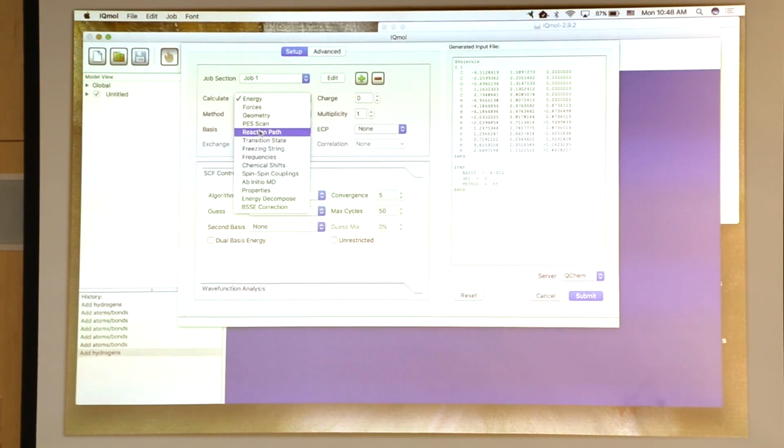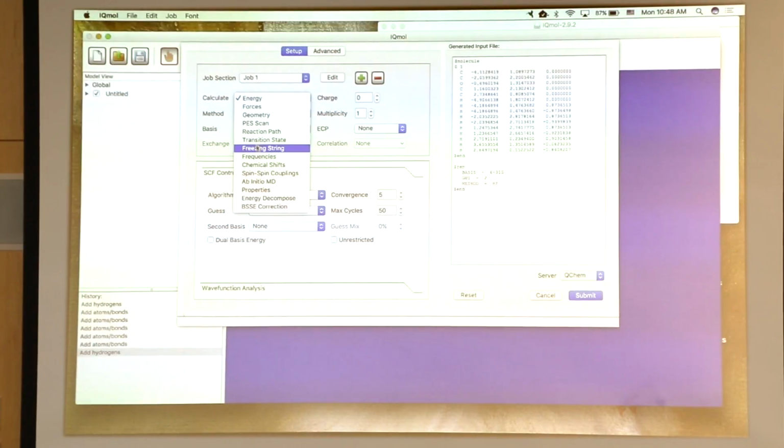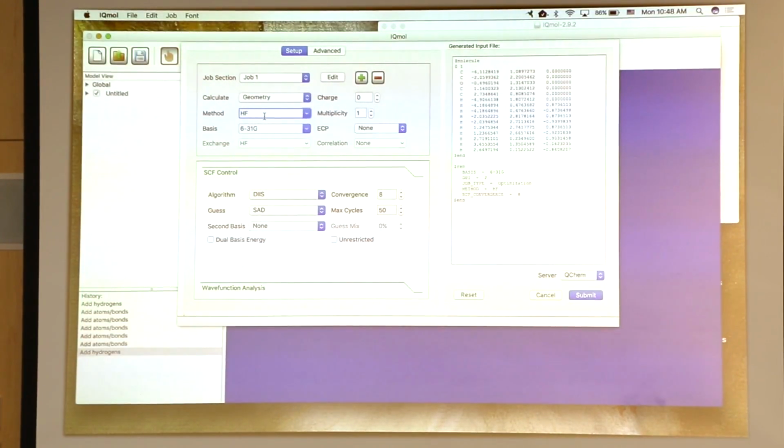I could do various things that scan across the potential energy surface. I can compute vibrational frequencies. I can compute NMR chemical shifts. I can do molecular dynamics. I can compute properties. So lots of things. I'm just going to optimize the geometry. That's what I'm going to choose for now.